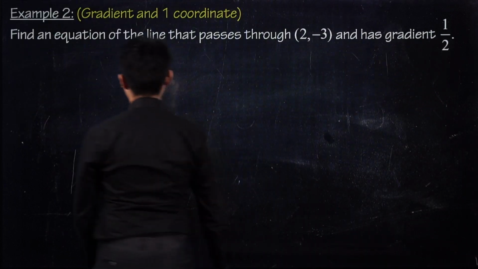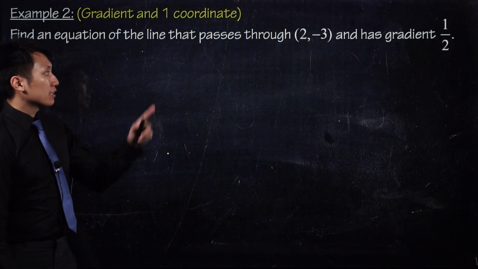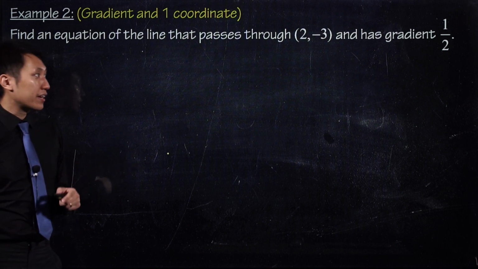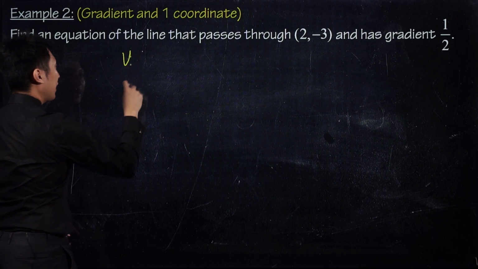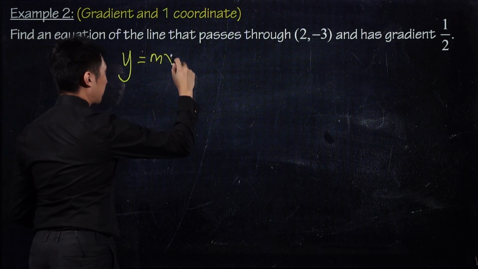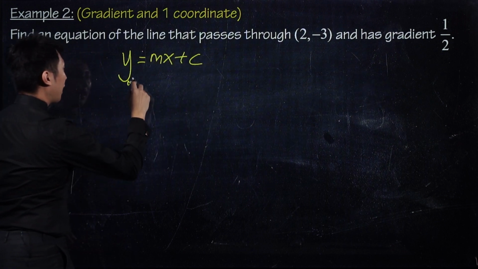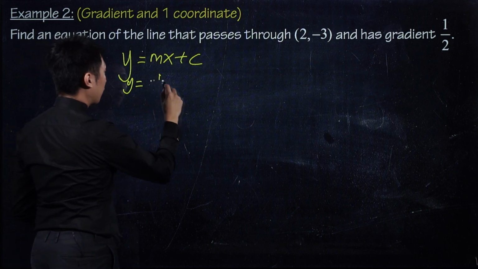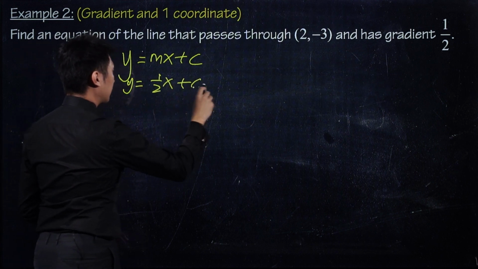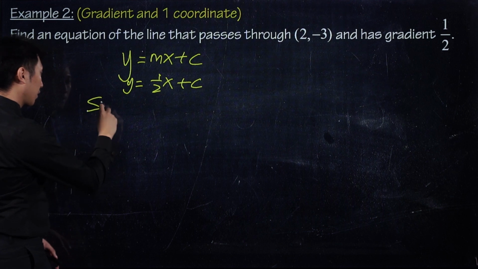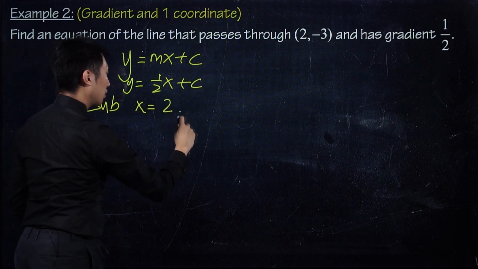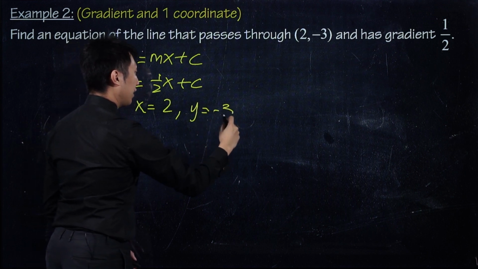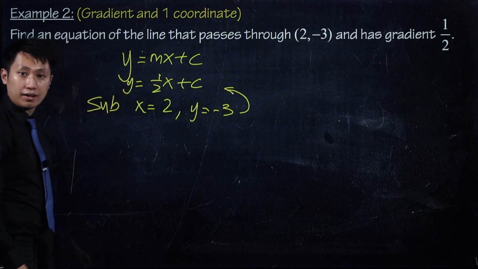Here, find an equation of the line that passes through (2, -3) and has gradient 1 over 2. So very simple. It tells you this. So y equals mx plus c. Hence y equals 1 over 2 x plus c. I sub x equals 2, y equals -3 into here. Okay, I sub this one.